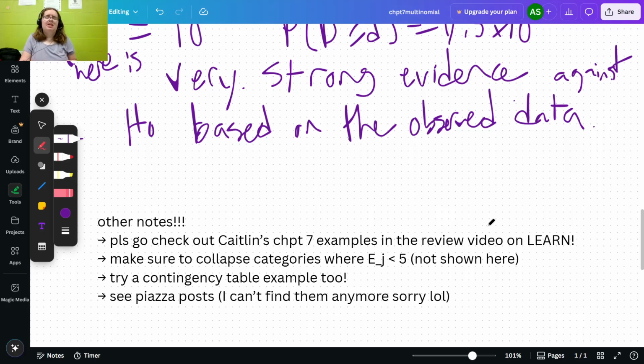And also, please, please, please try a contingency table example. I want to bet my life that there's going to be one on the final. I have no idea if that's actually true or not, but I feel it in my bones. It's going to be there, guys. And again, just look at all the Piazza posts related to Caitlin's videos and Chapter 7 and whatnot. Just keep up with that.